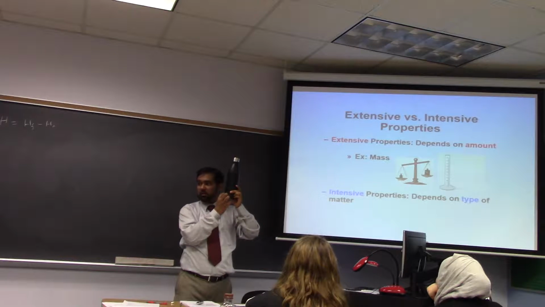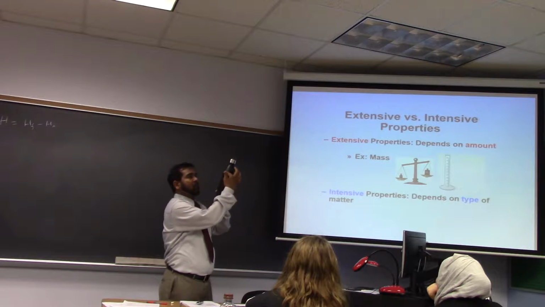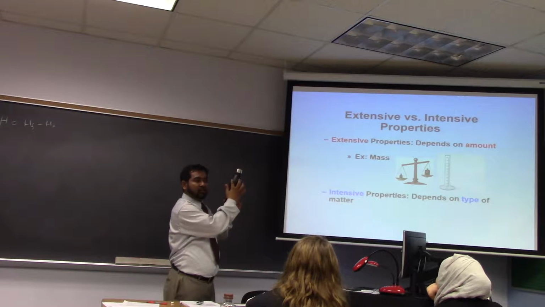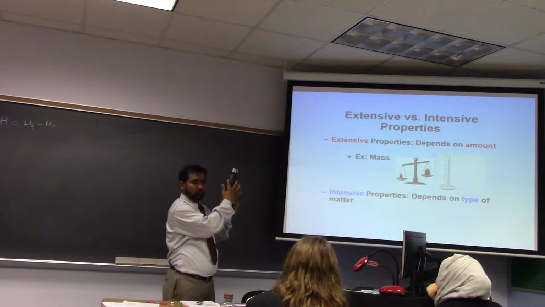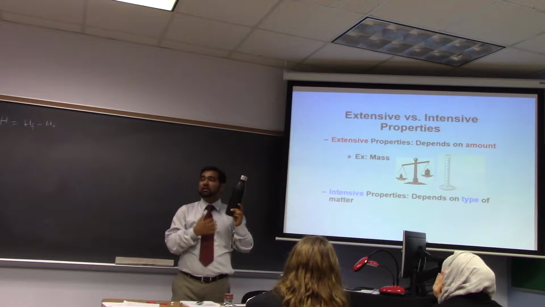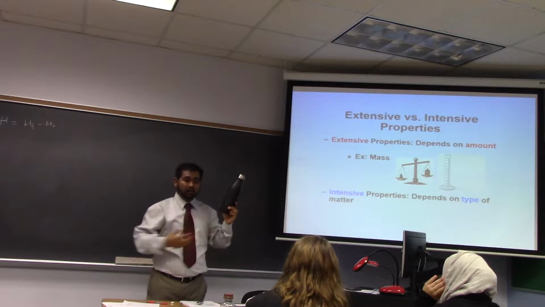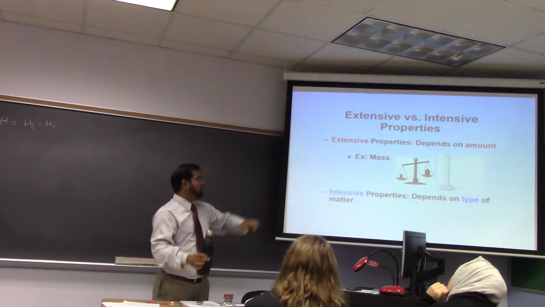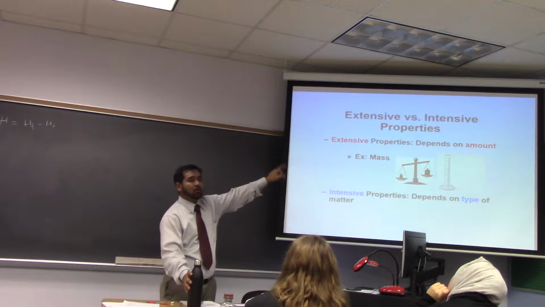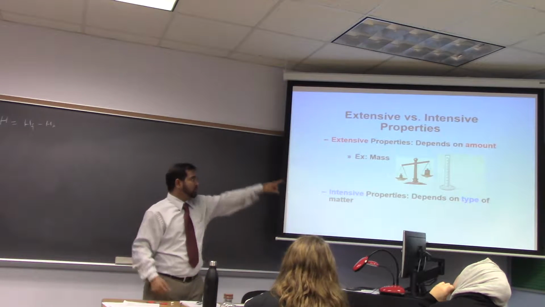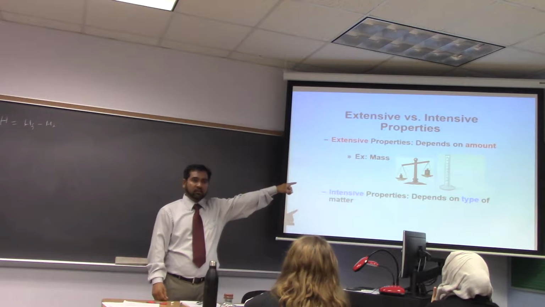To boil the water, how about you have a lot of water? Then do you need more heat to boil it? Yes, you need more heat. If you have more water, you need more heat to boil, right? That is called extensive, depending on the amount. That's called extensive property.